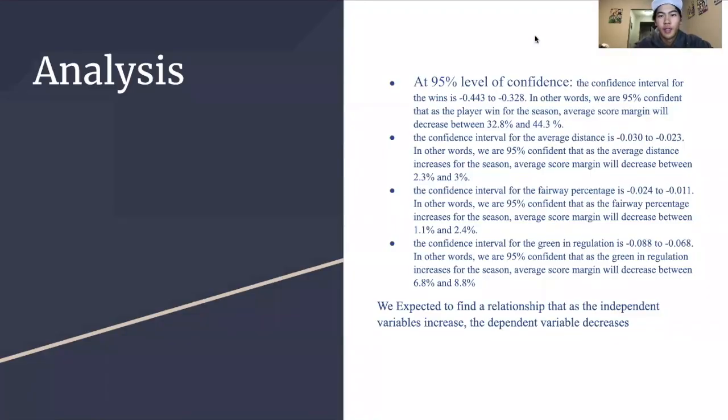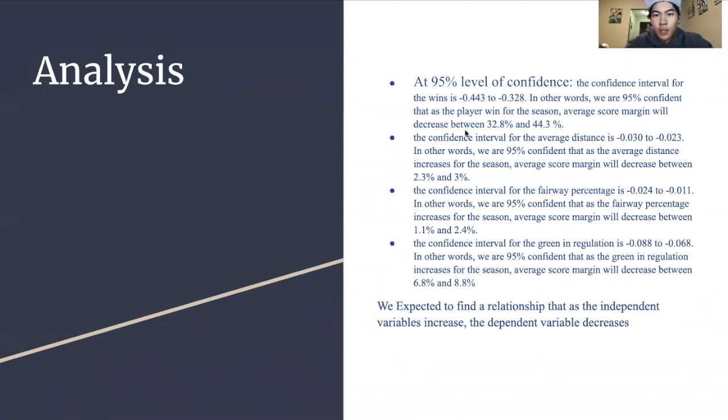And looking at the analysis, at the 5% level of significance for all these variables, the confidence interval for the wins was in an interval of negative 0.443 to negative 0.328. And we could put this in words and say that we are 95% confident that as a player wins for the season, average score margin will decrease between 32.8% and 44.3%.